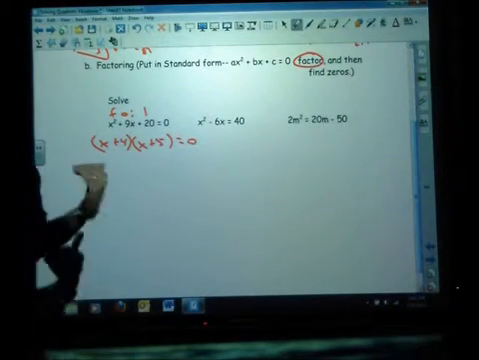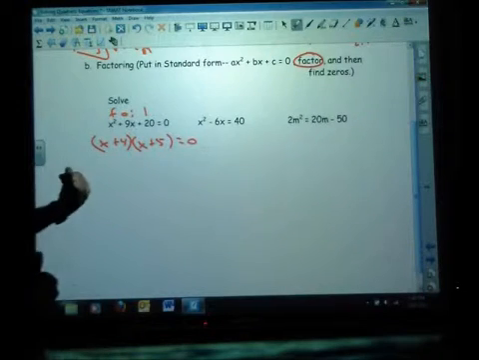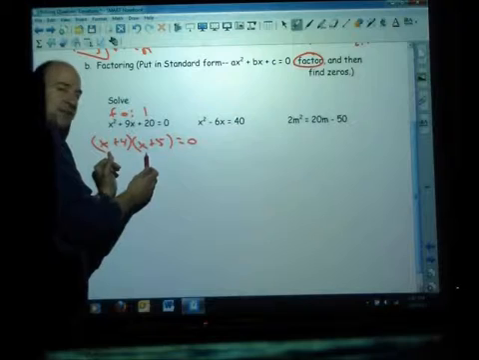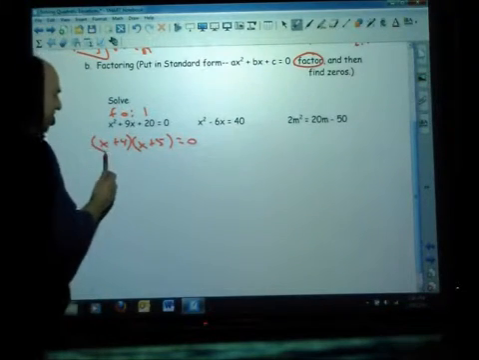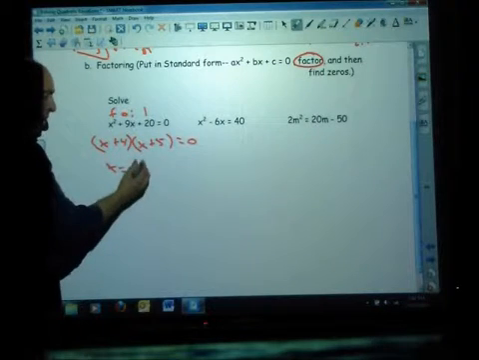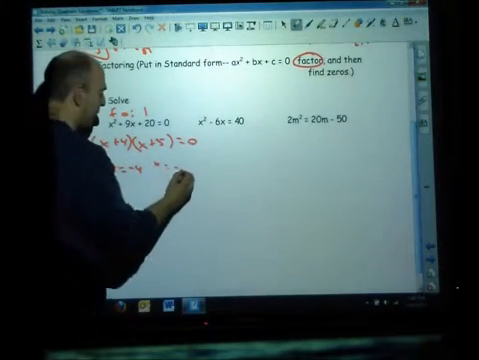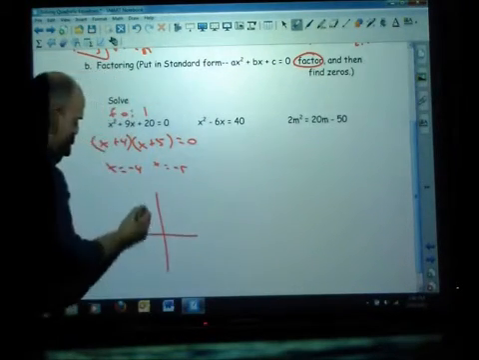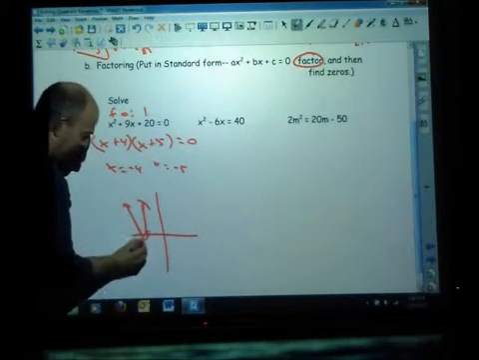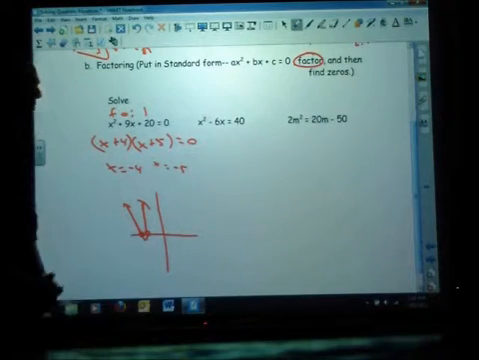Now, I have not solved the problem. I've set it up so that I can solve the problem, because solve means find the answers for x. So now I say, what could x be to make it 0? Well, x could be -4, or x could be -5. And what we're talking about is where that parabola hits the x-axis.